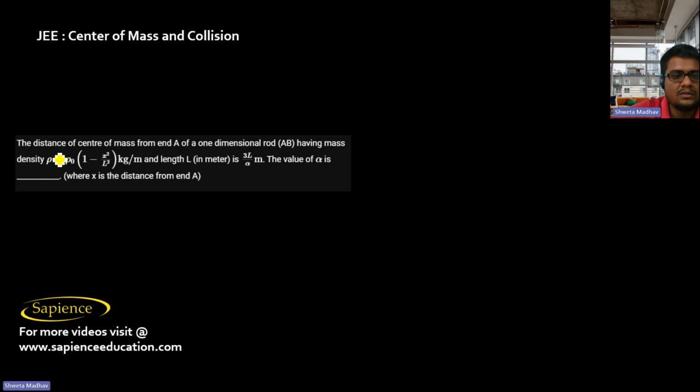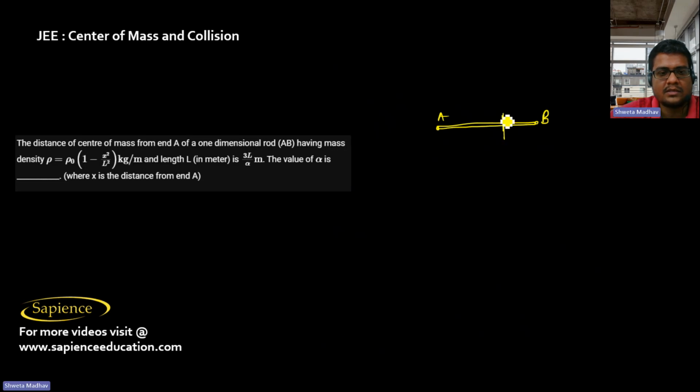Here it is told the distance of center of mass from end A of a one-dimensional rod AB. There is a one-dimensional rod AB having... the distance of the center of mass from the end A.